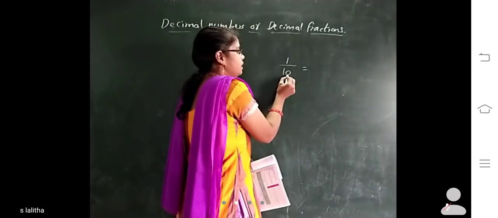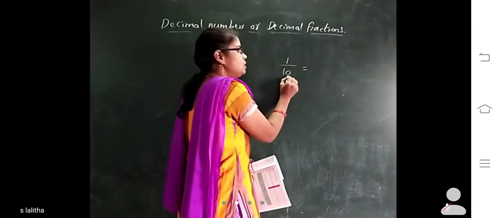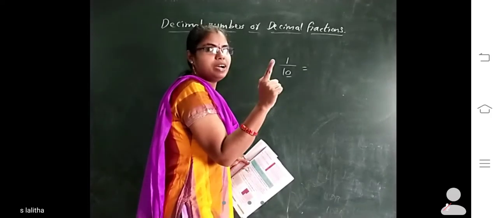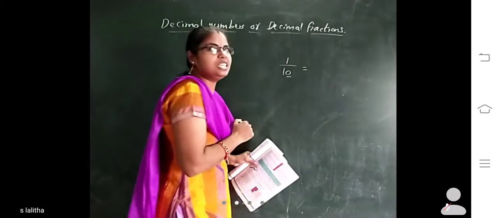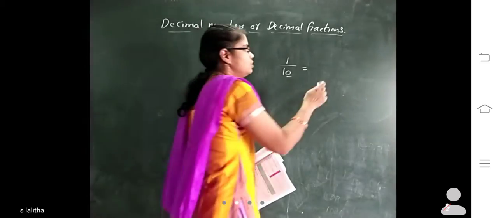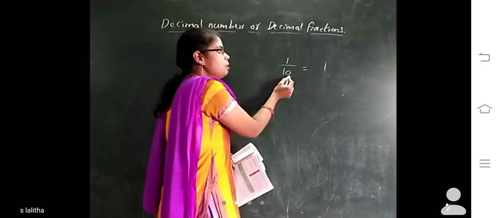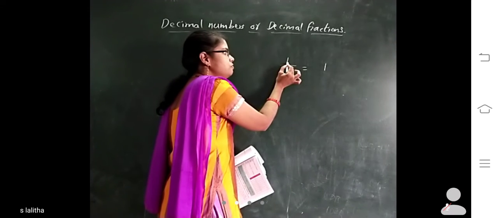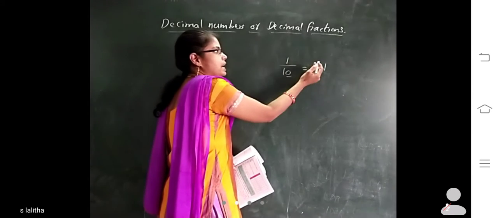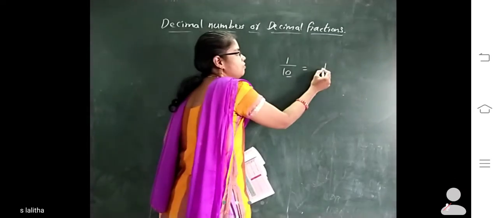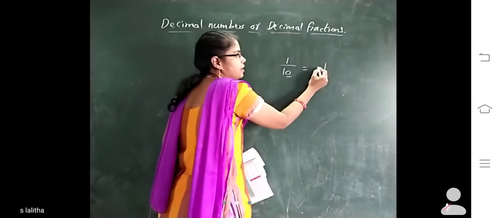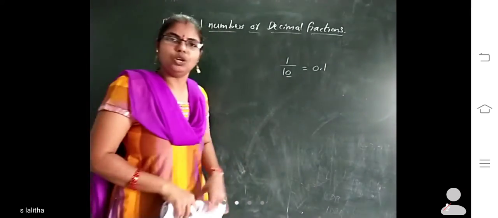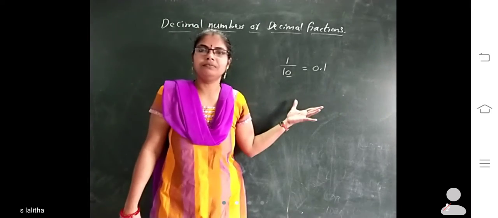Here, see, in the denominator, how many zeros are there? 1 0. So, numerator, what is the number there? 1. So, first, write 1. Here, denominator 1 0 is there. Now, you have to put the decimal point after this number, from right side to left side. So, 1 point here. Okay. Where there is no number, you have to put 0. 0.1. Did you understand how to write decimal number of 1 by 10?